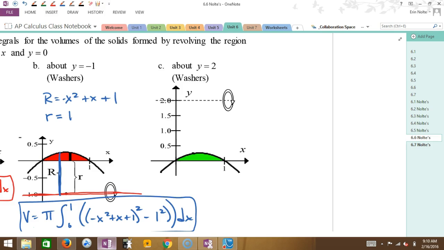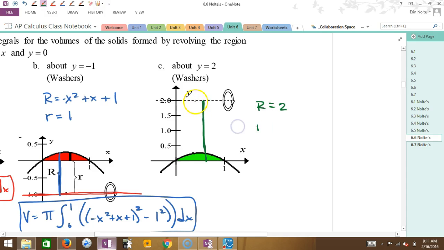Okay, so this time they're revolving it around the y equals 2 axis. So it's up higher there. This one is going to be a washer again. So we first need to find the big R. The big distance is going to be between the y equals 2 and the x-axis. So what is the big R length? 2, and it's always 2. It doesn't change. It's a constant.